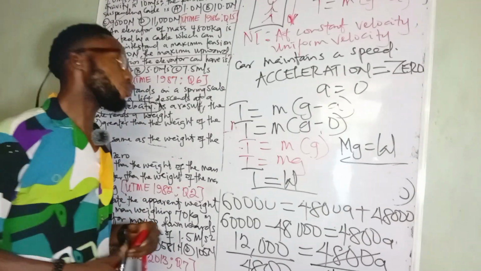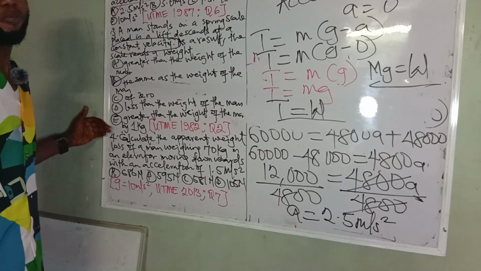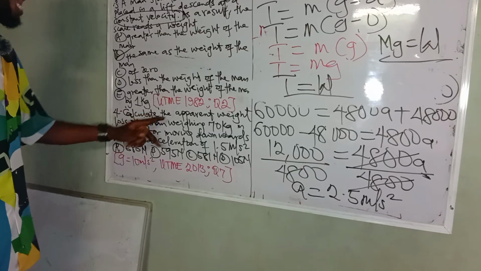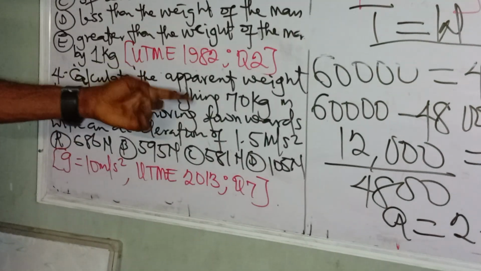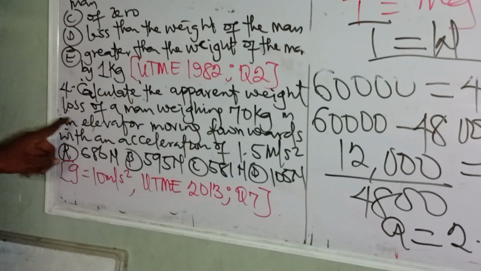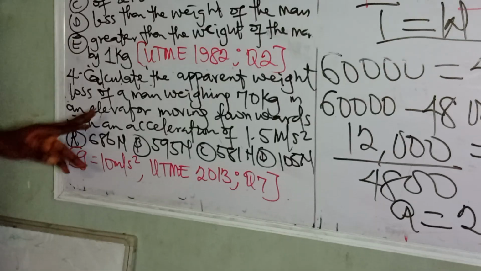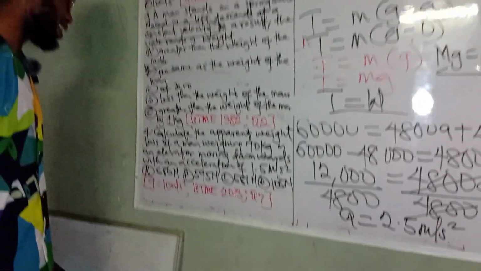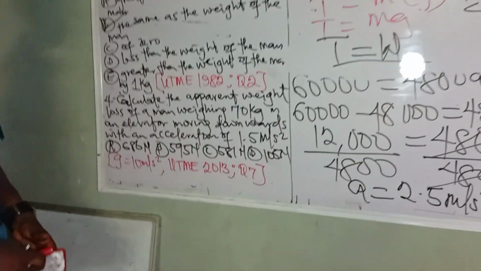So I'm going to be leaving question number 4 for you because of our time. I don't want the video to be that long. So calculate the apparent weight loss of a man weighing 70 kilograms in an elevator moving downward. It's very, very simple. The elevator is moving downward with an acceleration of 1.5 meter per second square. So calculate the weight loss. Very, very simple.